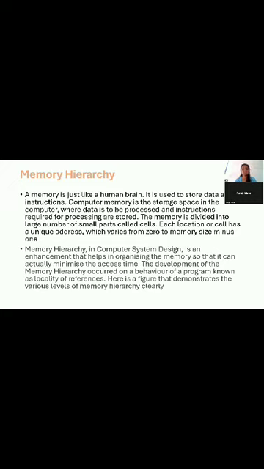Then memory hierarchy in a computer system design is an enhancement that helps in organizing the memory so that it can actually minimize the access time. The development of the memory hierarchy occurred based on a behavior of a program known as locality of references. Here is a figure that demonstrates the various levels of a memory hierarchy.